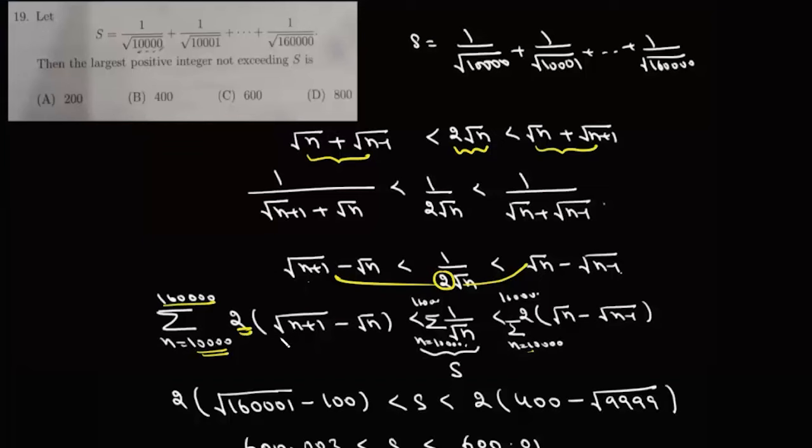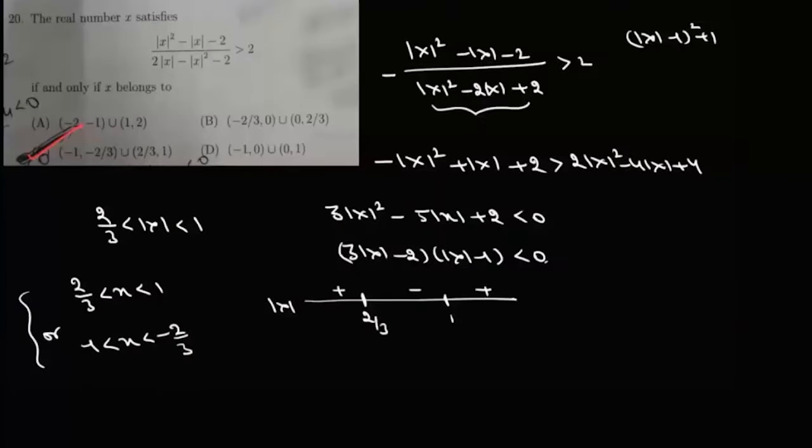its last term will be under root of 160001 minus under root of 10,000, which is 100, will be less than S, and S will be less than 2 into under root of 160,000, which is 400, minus under root of 9999. Now this value is 600.003 and this value is 600.01. So basically the largest positive integer less than S is going to be 600, and that's your option C.